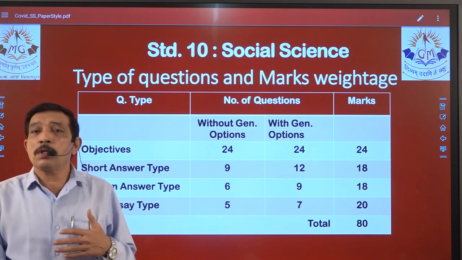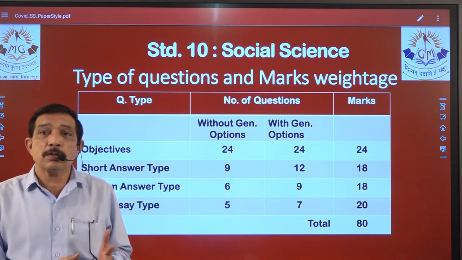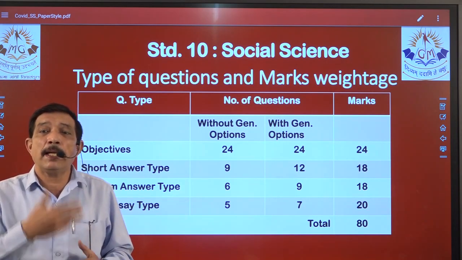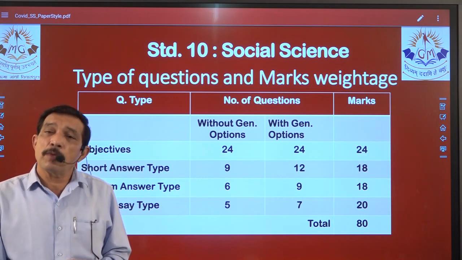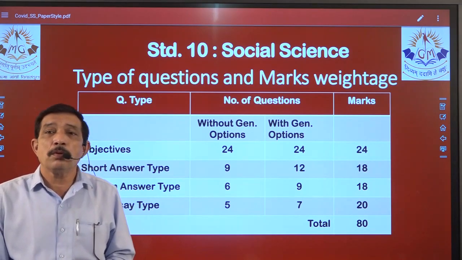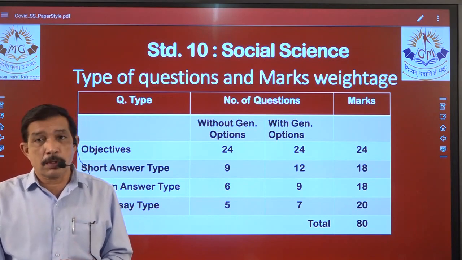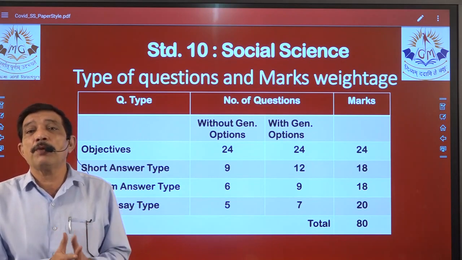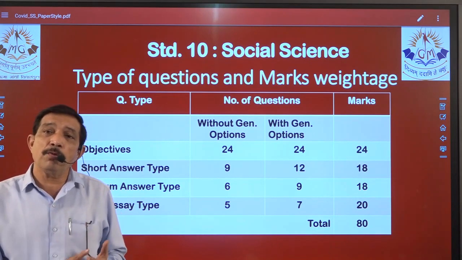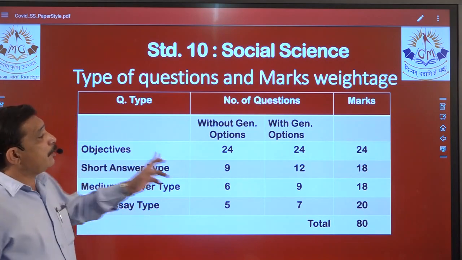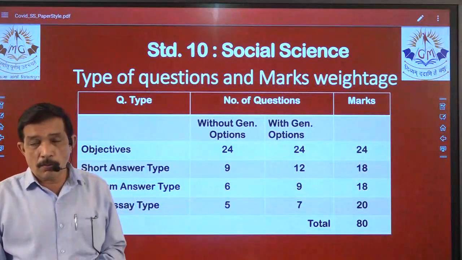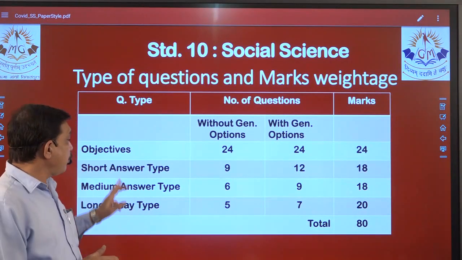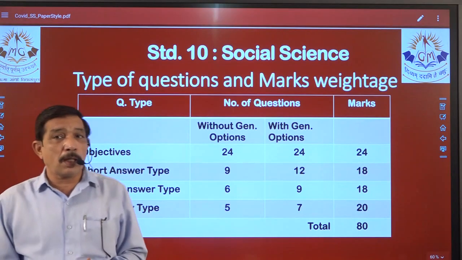In objectives, we usually do not have any options. That means for example, if you do not want to do question number 8, then you have another option for question number 8, but in objectives, we do not have those options. So there are 24 questions and all 24 are compulsory, because each and every question carries 1 mark. So 24 objectives, and they will carry 24 marks, 1 mark for each question. But that is not so for section B, which has short type answers.